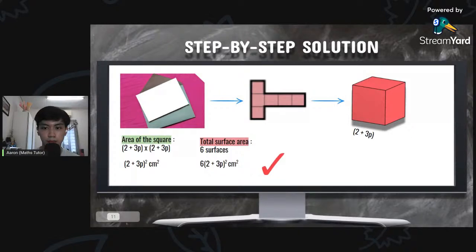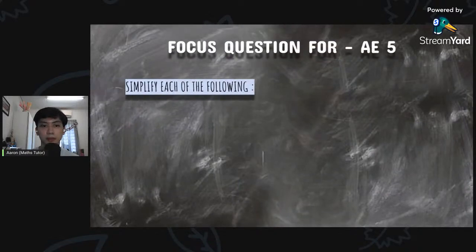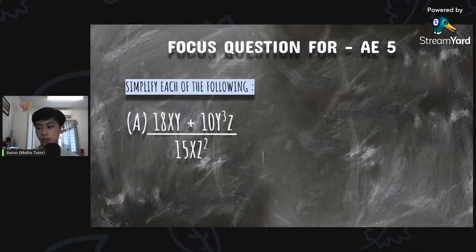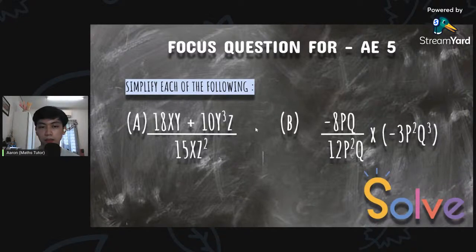Okay, I'll give you some time to write down. So the fifth question here: simplify each of the following. So kita nak simplify, that means kita nak ringkaskan. Kita nak ringkaskan the expression here, we need to simplify it.